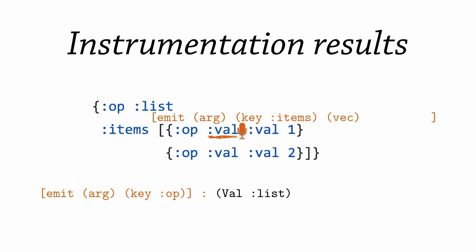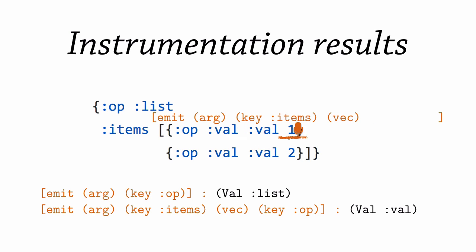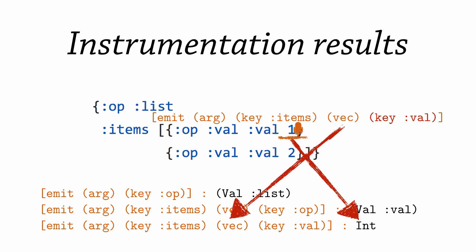and check the op key, and then we see that it's a value. It's time to actually record the results. So we say, at this point in the program, we found this type. And similarly, if we want to track 1, we're going to see that it's the value entry, and also note that we found the type int at this particular path.